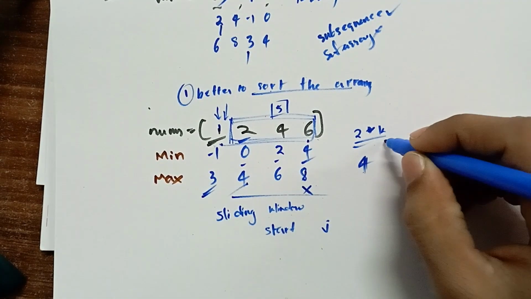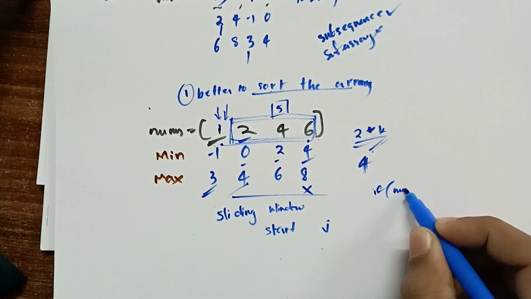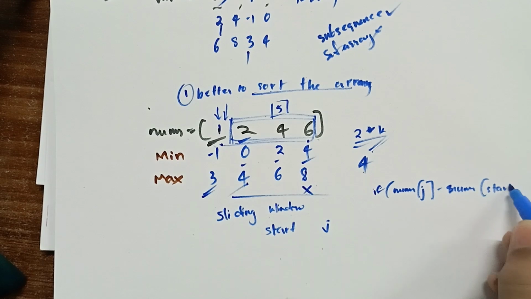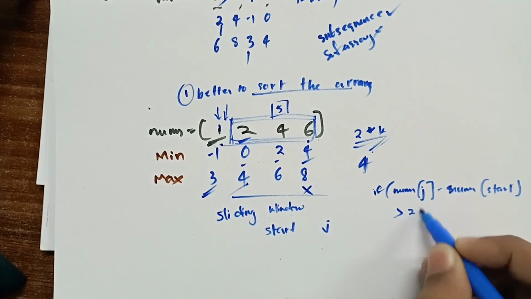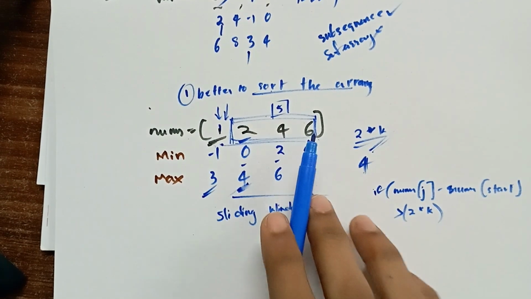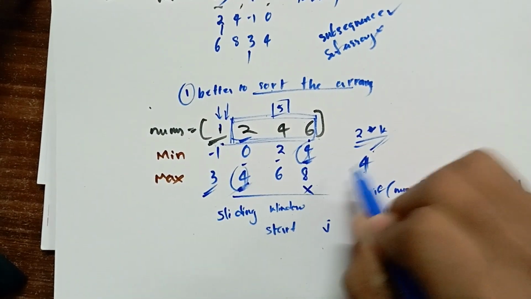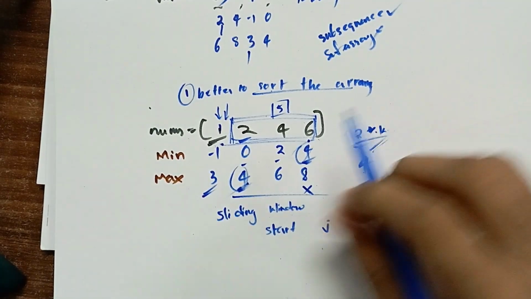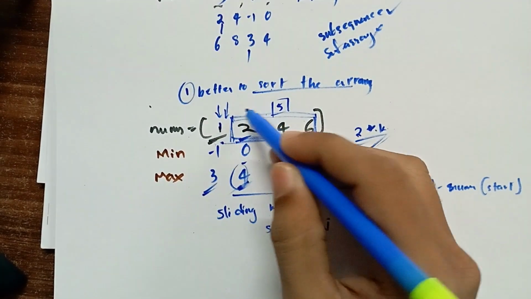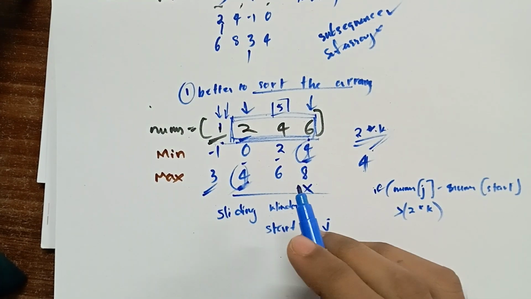But if you ask me why we are going through this condition, if nums of j minus nums of start is greater than 2 into k. If you see clearly, here it is 4, here it is 4. In this, 6 minus 2, we are having 4 and 4. That means we are getting 2 into k. That means we can make these three elements equal. So we are searching for these three elements, for these indices, then we can make our largest subsequence.